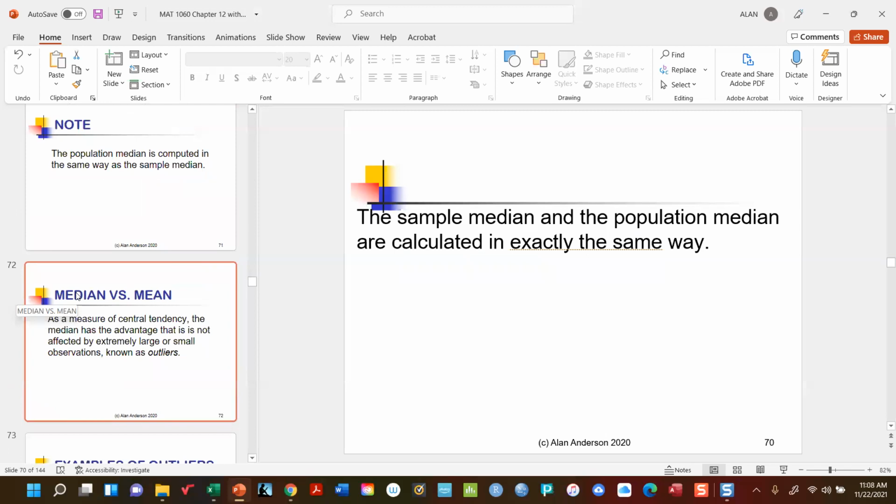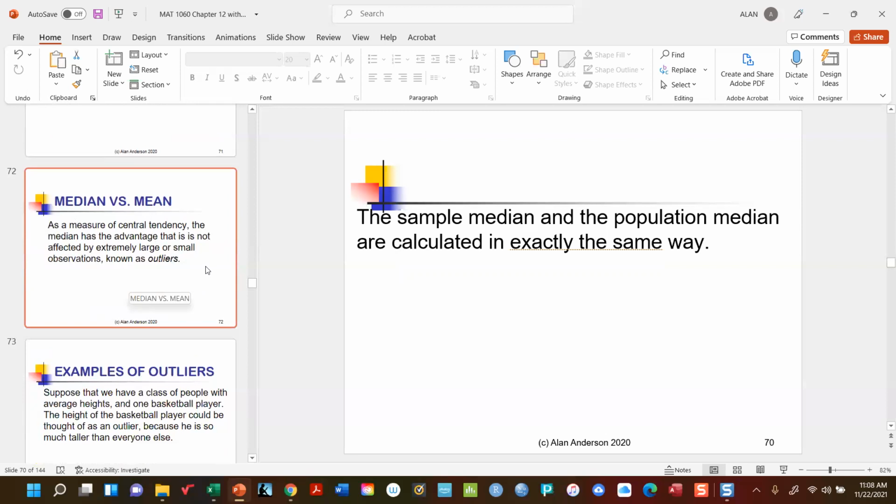Okay, now you're probably asking yourself right about this time, when would I use the median and when would I use the mean? They're clearly both measures of central tendency. They're calculated differently, but they're both measures of central tendency. I want to know when I should use each one.